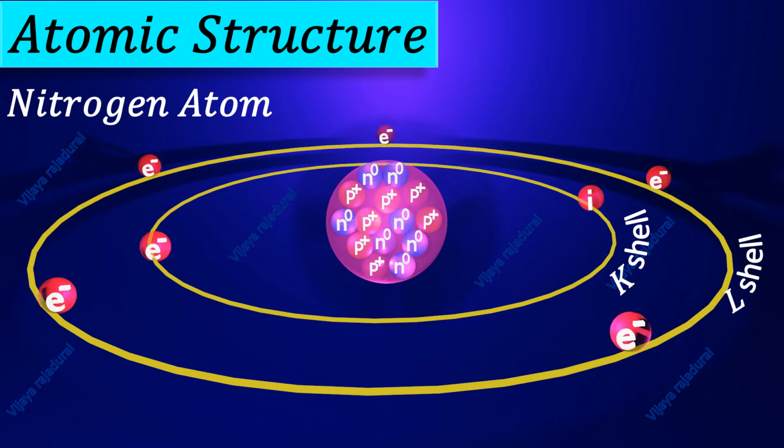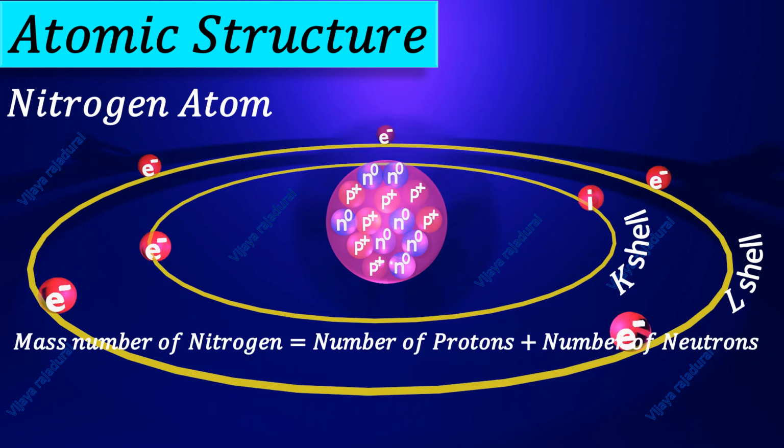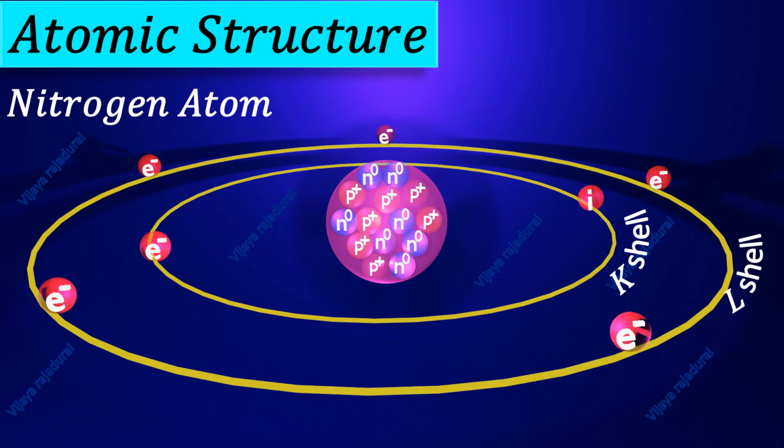Using this number of protons and neutrons, we can calculate mass number of nitrogen atom. Sum of protons and neutrons is called mass number of nitrogen atom. So, 7 plus 7 is equal to 14. 14 is the mass number of nitrogen atom.